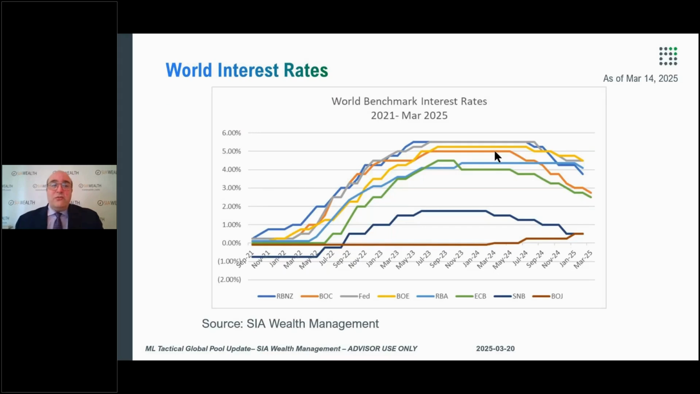When we look at world interest rates generally, we can see that interest rates have been coming down, and that's generally a good thing. The orange line is the Bank of Canada, which has been cutting interest rates quite aggressively since last summer. The gray line is the US, where they did a couple of rate cuts and then paused, and that's why we're seeing this gap between the US and Canada continue to widen.